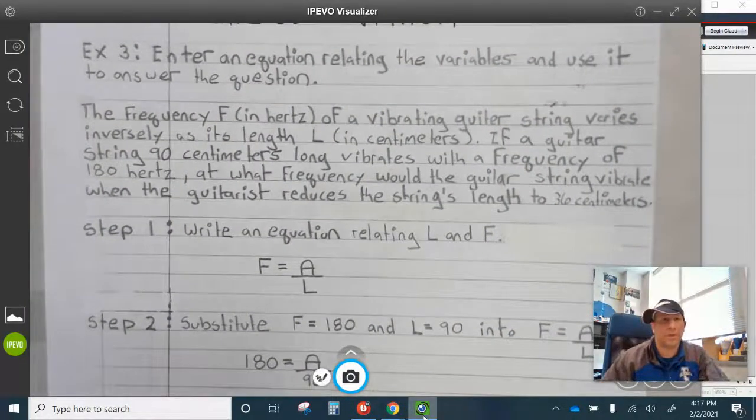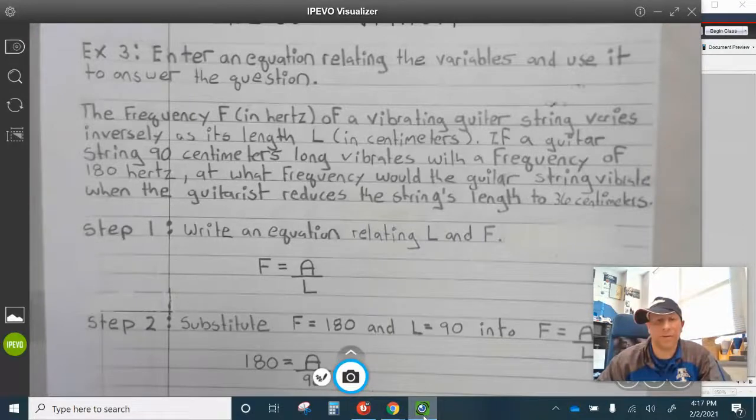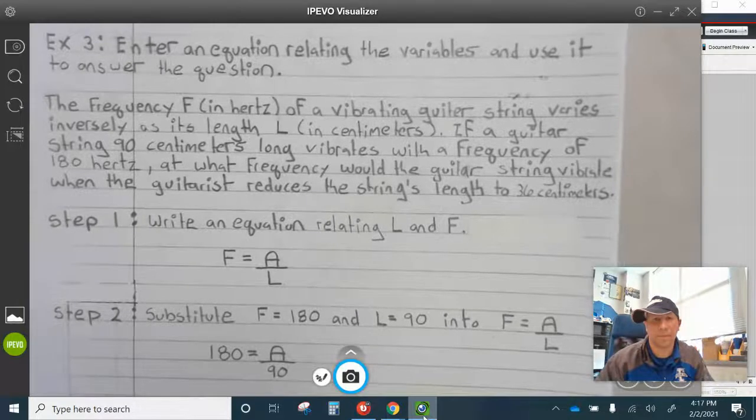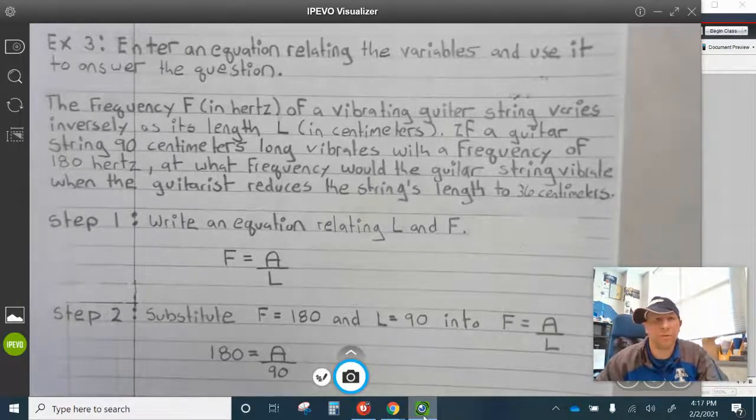Okay, example 3. Enter an equation relating the variables and use it to answer the question. The frequency F in hertz of a vibrating guitar string varies inversely as its length L in centimeters. If a guitar string 90 centimeters long vibrates with a frequency of 180 hertz, at what frequency will the guitar string vibrate when the guitarist reduces the string's length to 36 centimeters?